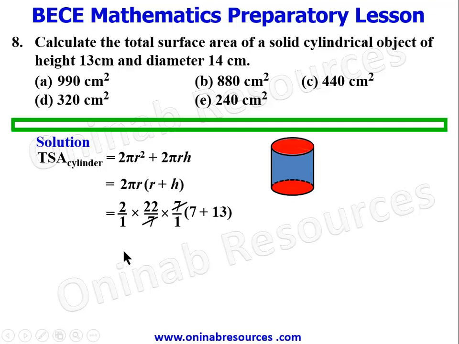2 times 22 gives 44. 7 plus 13 gives 20. That will be 44 times 20, and 44 times 2 is 88. Then we just add the 0 squared centimeters. So the total surface area of this solid cylindrical object of height 13 centimeters and diameter 14 centimeters is 880 squared centimeters, and that is option B. And that brought the solution of problem 8 to an end.